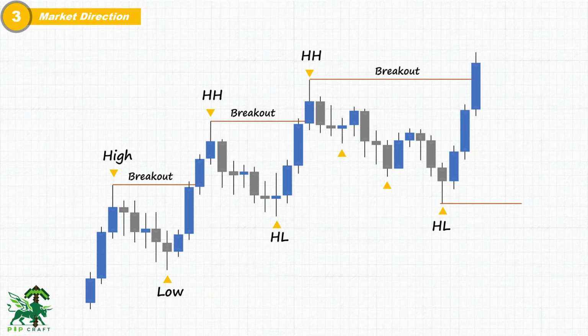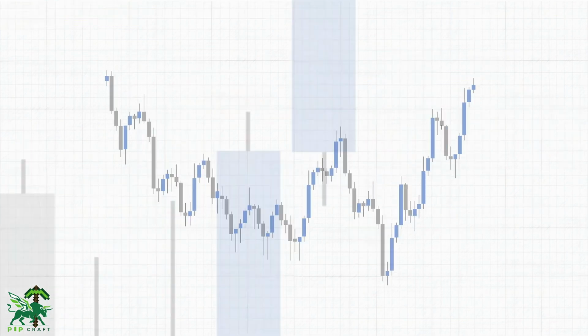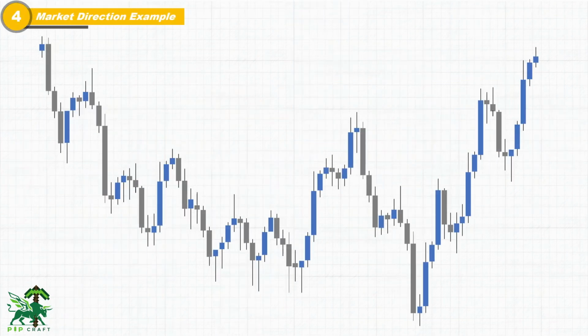Let me show you a bearish price action example to apply this method and clear up any doubts. So here we have a bearish market structure. At first look, it might seem choppy with no clear direction, but we're going to apply our method and find out what the market is really doing as price action forms.